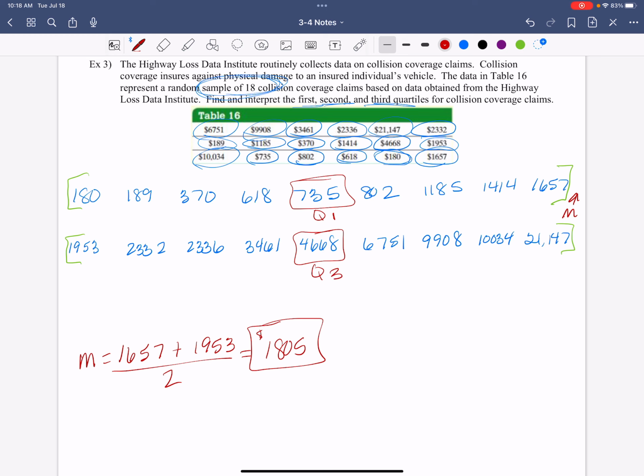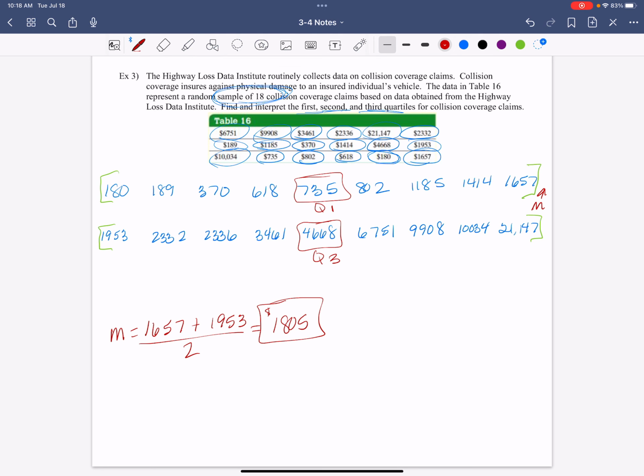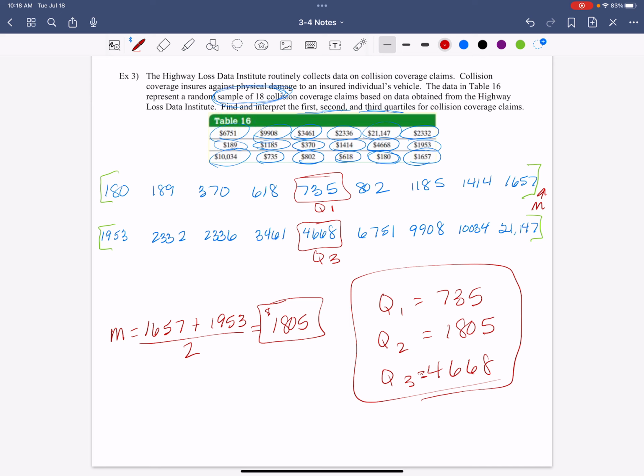So if I want to find those values, like it asked me to do here, quartile 1 is 735. Quartile 2, which is the same thing as the median as we know, is 1805. And quartile 3 equals 4,668. So it asked me to find first, second, and third quartile. And that's it. The biggest thing is putting them in order, right? Once you figure out the order, then it's not a big deal after that.